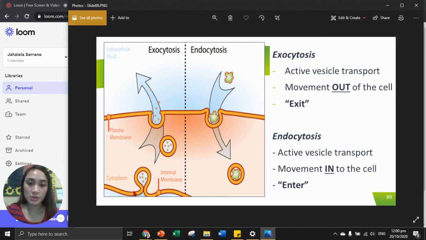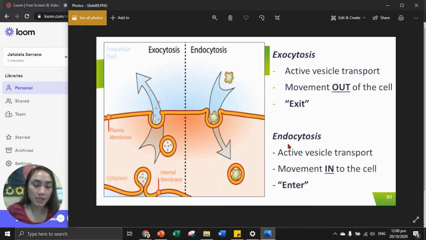So exocytosis, it is an active vesicle transport movement out of the cell. So as you can see in the arrow here, the molecule is going outside. So dito, kita nyo naman yung mga particles, kailangan niya ng vesicle, and then ang nare-release na lang outside, mag-a-attach ang ating vesicle to the membrane. Ang mare-release outside are the ones that are inside this vesicle, no? So exit. So easy lang naman siyang tandaan kasi exo, exit.